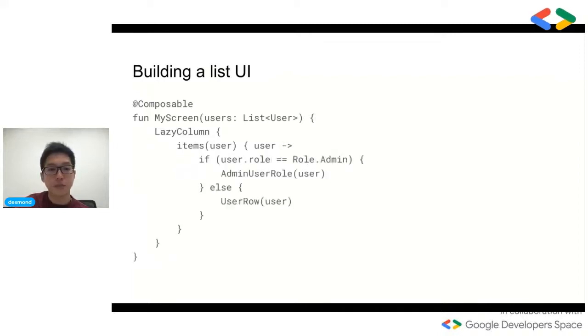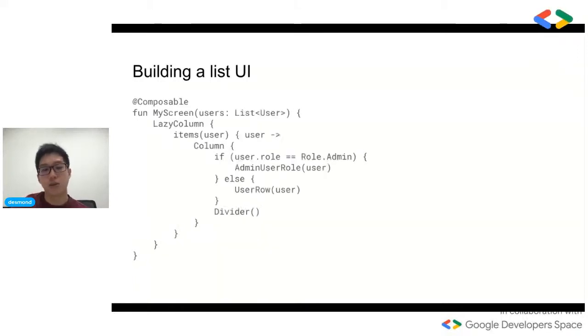If we want to support multiple view types, we can simply use an if-else statement or a when statement. So we can just say if the user role is admin, I'll show the admin role. If not, I'll show the normal user role. And if we want to add a divider for each item, we can just wrap it in a column and add a divider at the end, and we will have a divider at the end.